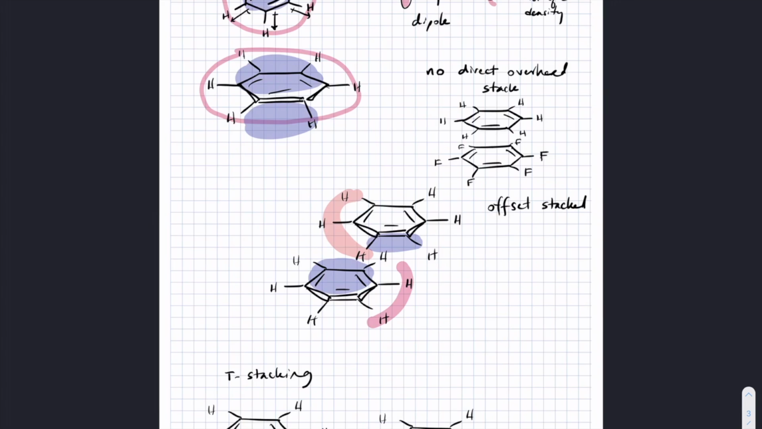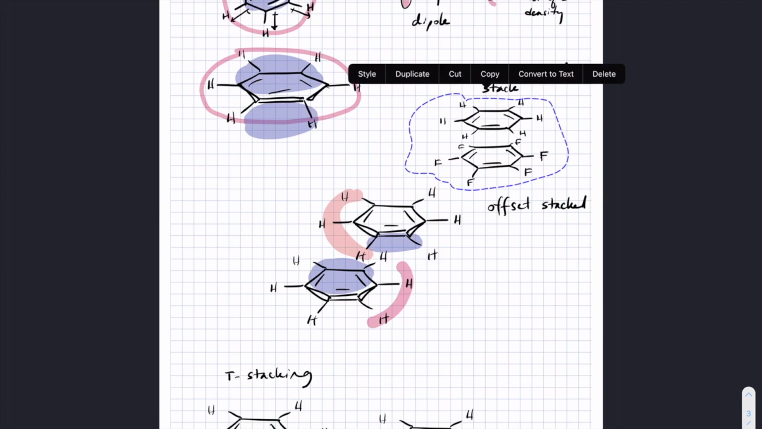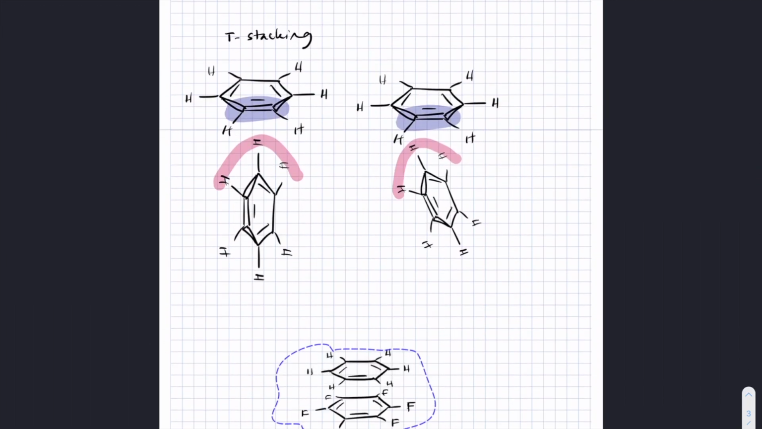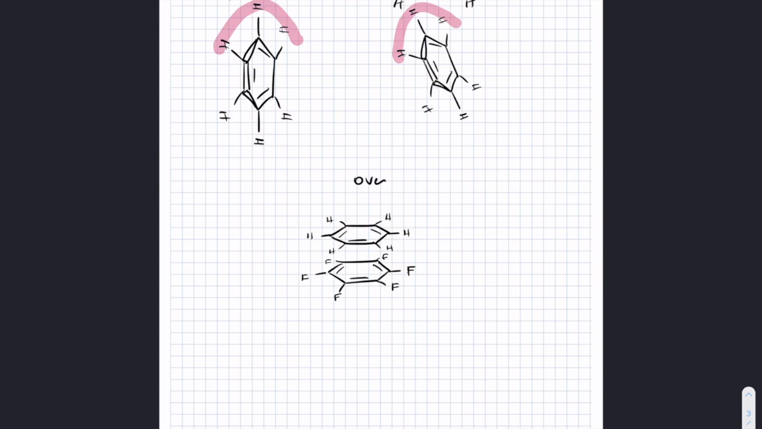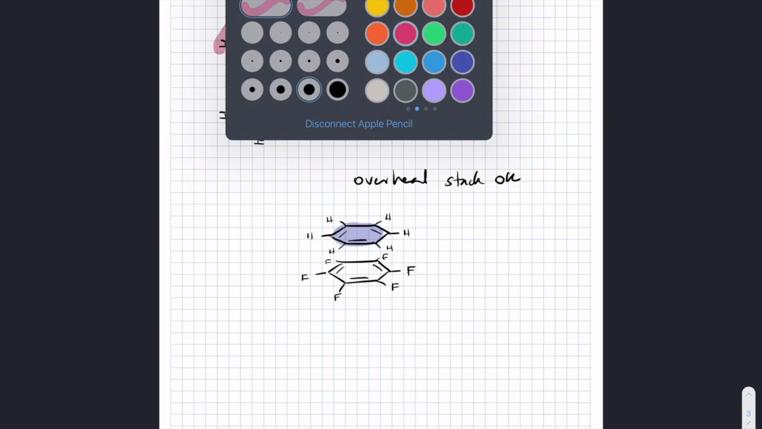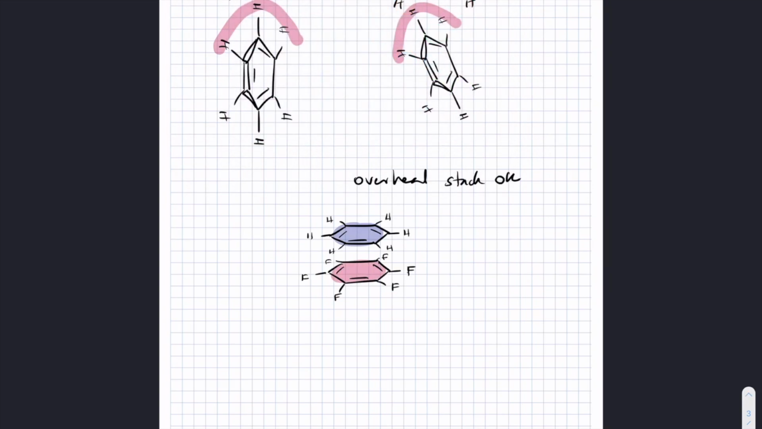And so if you have hexafluorobenzene and then just regular benzene, only in that case is the overhead stack okay. And this is because the electron-rich face of one of these rings interacts with the electron-poor face of the other, and the electron-poor edge of one ring interacts with the electron-rich edge of the other. So they're very nicely matched.